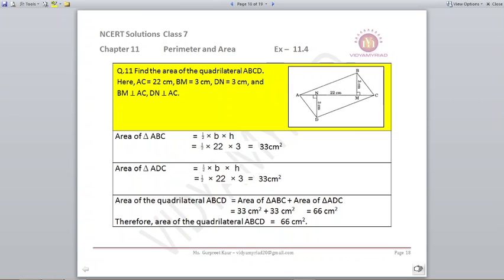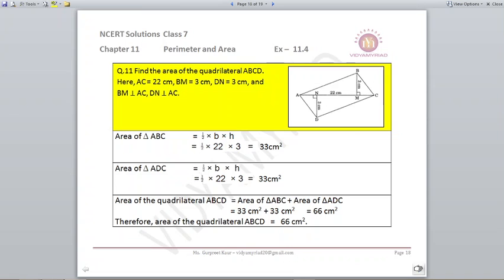Question number 11. Find the area of the quadrilateral ABCD. Here AC is given 22, BM is 3, DN is 3, and BM is perpendicular to AC and DN is perpendicular to AC. Now, if you see the quadrilateral, ABC and ADC are two triangles. They are divided into two halves if you see AC as your diagonal. So, let us first find the area of triangle ABC using the formula half into base into height. That is half into 22 into 3. It's already given to us. That comes out to be 33 centimeters square.